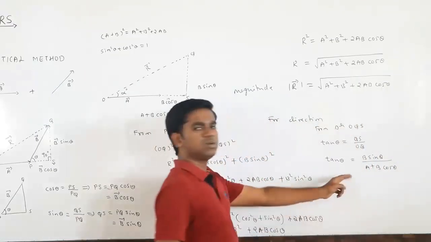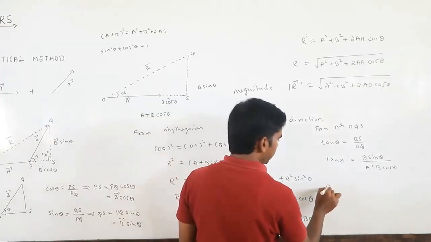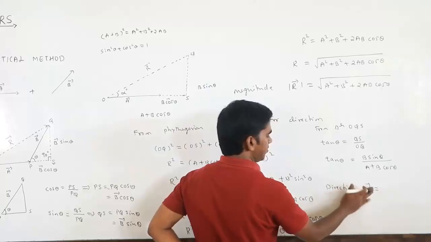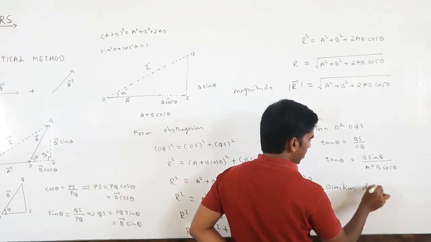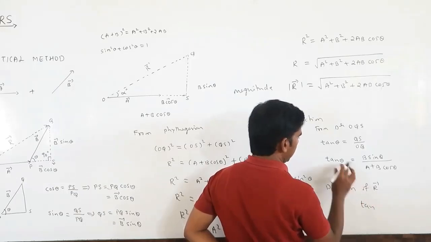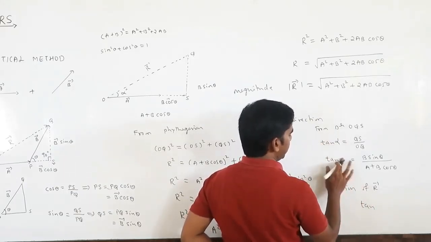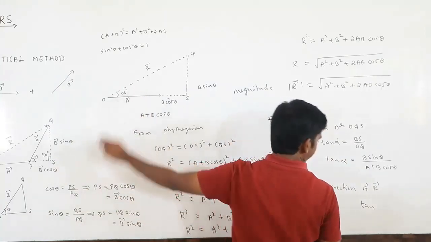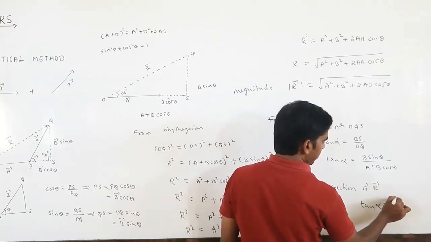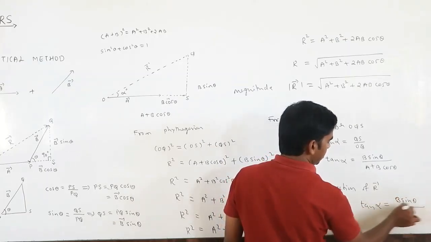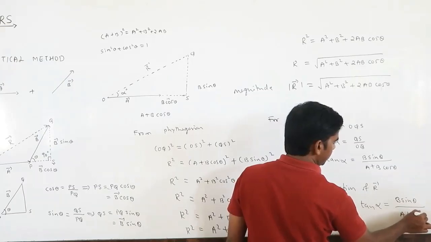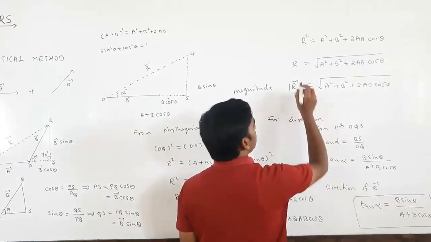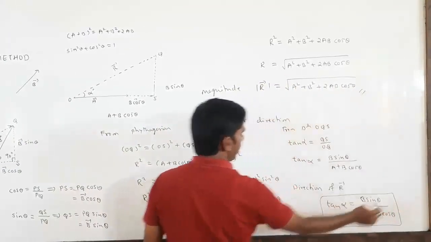So this is what is going to be direction. So direction of vector R, that is alpha. So direction of vector R is tan, not theta, alpha it is. So theta is different, alpha is different here. Theta is what they have given, alpha is what you are finding. So tan alpha is equals to B sin theta divided by A plus B cos theta. Remember, very important result. These two are very important.